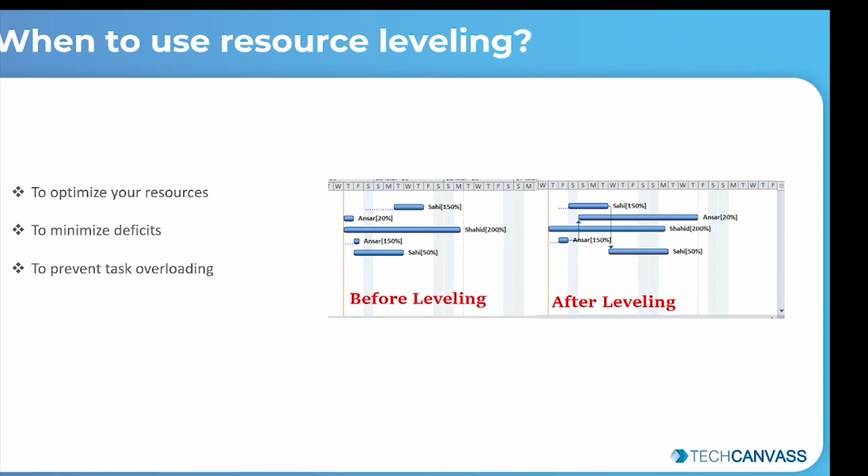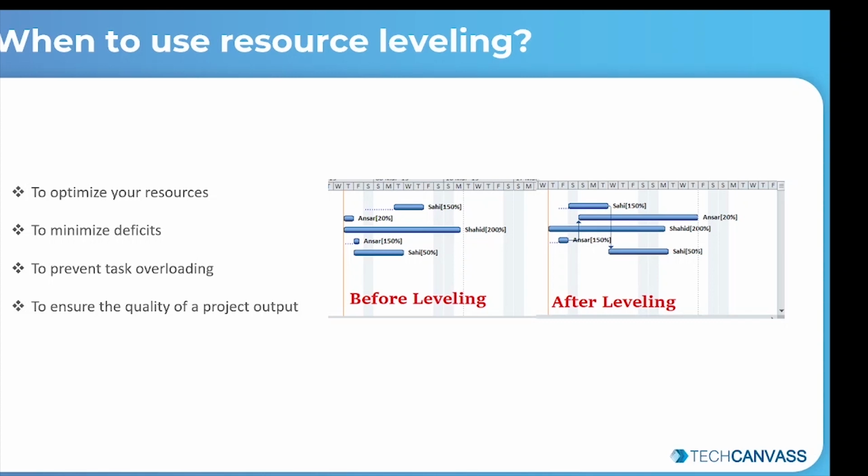It also prevents task overloading. Over allocation of resources leads to overwork, which can be overwhelming for team members and stakeholders. Resource leveling prevents this by resolving over allocation issues and adjusting deadlines to ensure that the team members don't have too much on their plates.